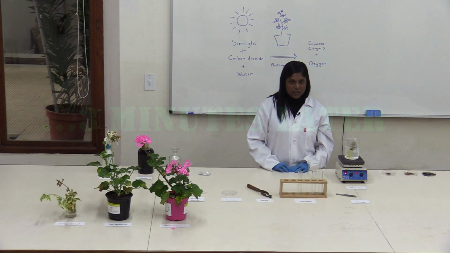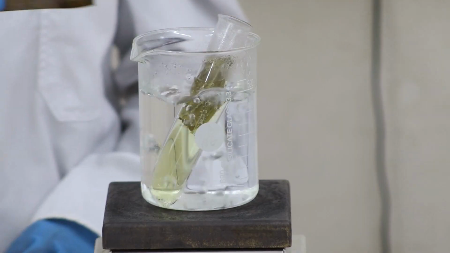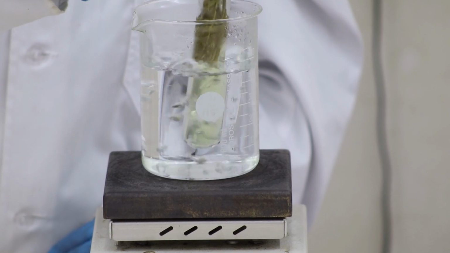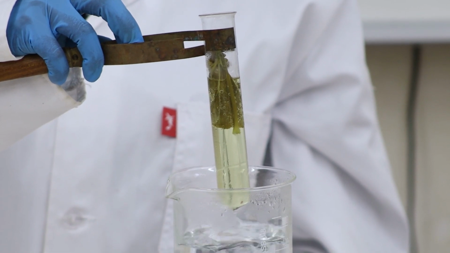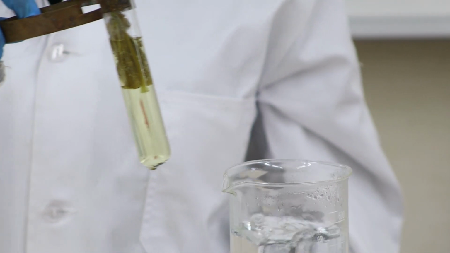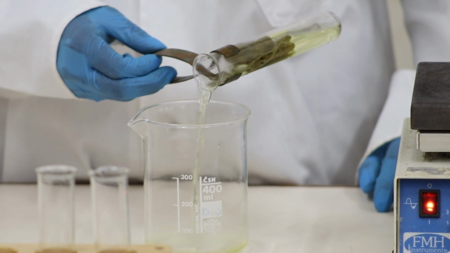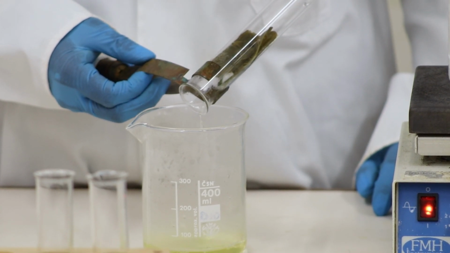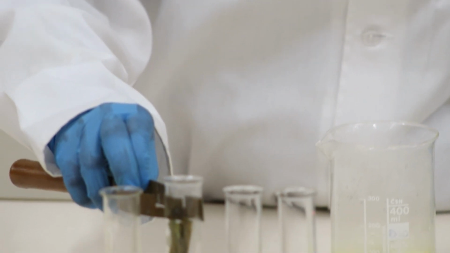So the leaf has been boiling for 3 minutes in water, and we can already observe that the water inside the boiling tube has changed color slightly, which is a good indication that we have broken down the cuticle and the cell walls. So what we will do now is decant this water into a waste beaker, and we will put in some ethanol and boil the leaf again.